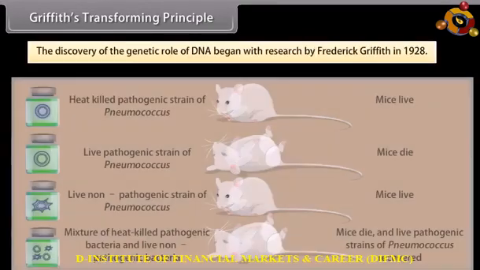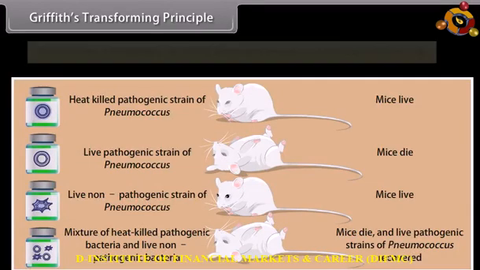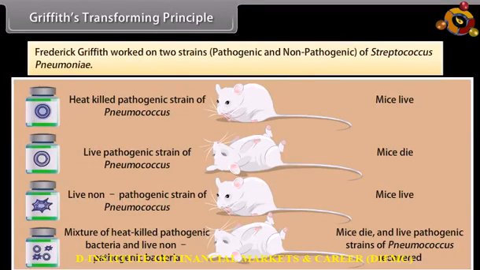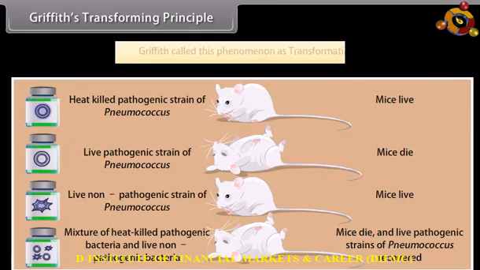Griffith's transforming principle. The discovery of the genetic role of DNA began with research by Frederick Griffith in 1928. Frederick Griffith worked on two strains, pathogenic and non-pathogenic, of Streptococcus pneumoniae. Griffith found that when he mixed the heat-killed remains of the pathogenic S strain with living cells of the non-pathogenic R strain, some of these cells became pathogenic. Griffith called this phenomenon transformation.